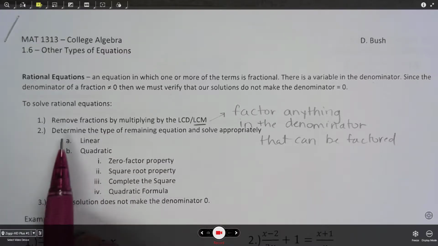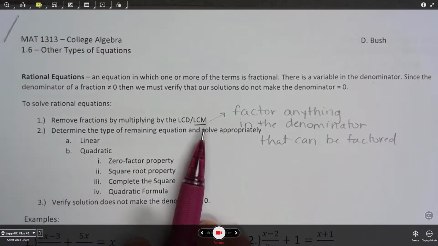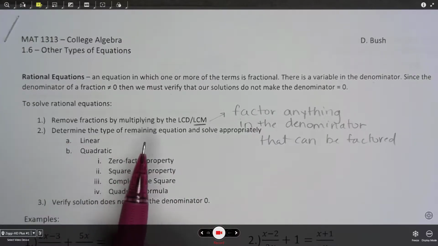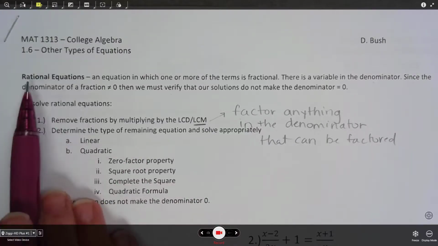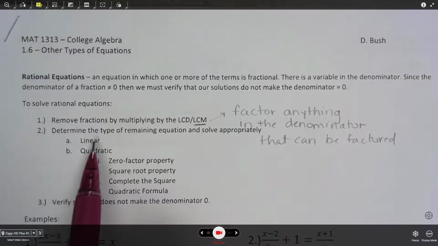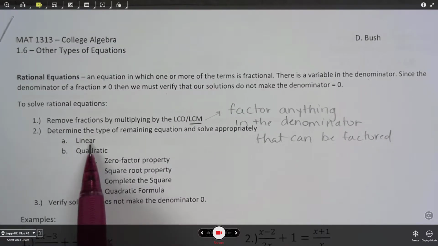Once you remove the fractions and get rid of the parentheses, you're going to determine what type of equation you have. Once you remove the fractions and it's no longer rational, it's either going to become linear or it's going to become quadratic. If it's linear, you follow the 5 steps to solving it, and you should have already taken care of step 1 in linear, which is remove fractions.